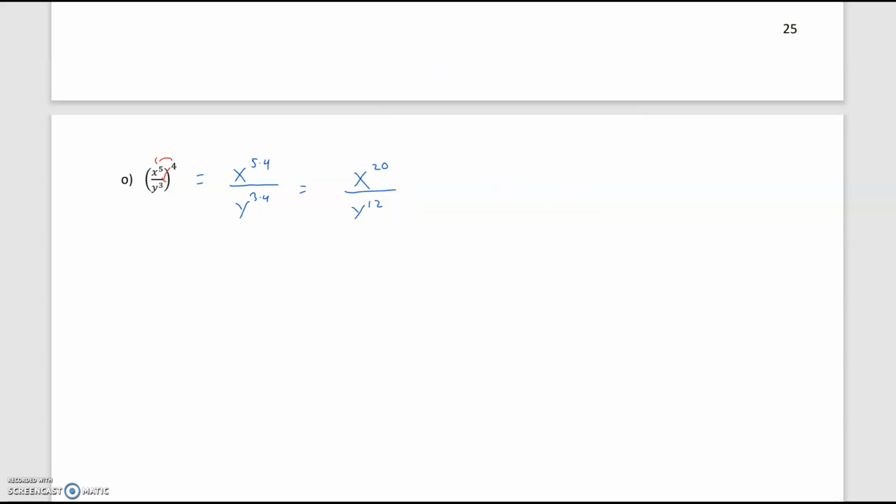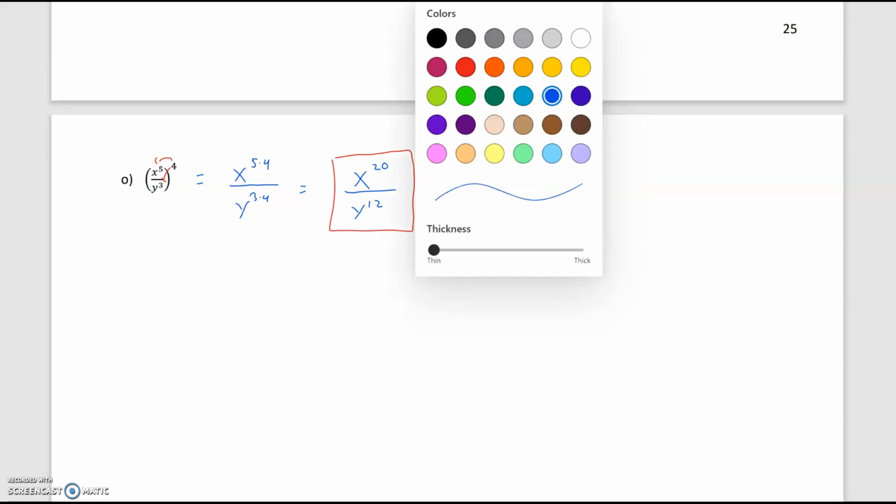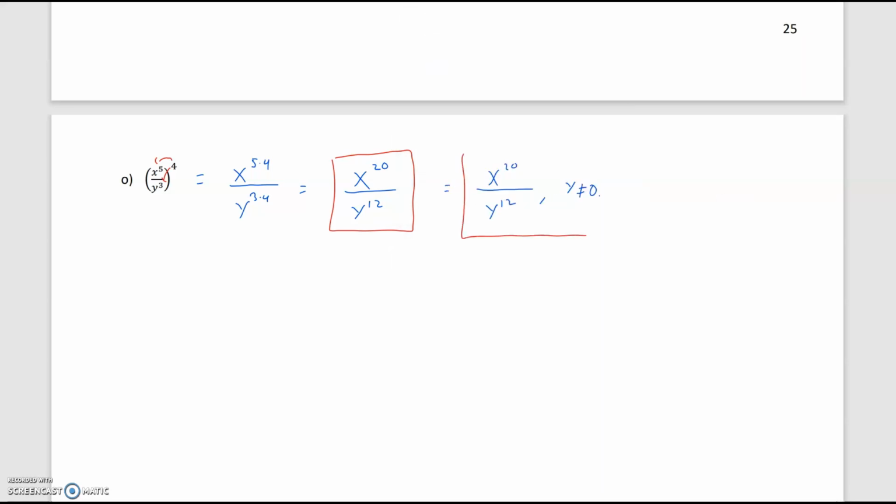This is a perfectly fine answer. I'm just going to do one more step because some of the problems may ask you to put disclaimers on variables that could make the expression undefined. So in this case, x to the 20th over y to the 12th, as long as y is not equal to 0. Now, I'm just rewriting this extra step because technically, remember that in expressions, you can evaluate terms. So you can plug in x's, you can plug in y's, you can plug in any values except your denominator being 0. So that would only cause a problem at the bottom.